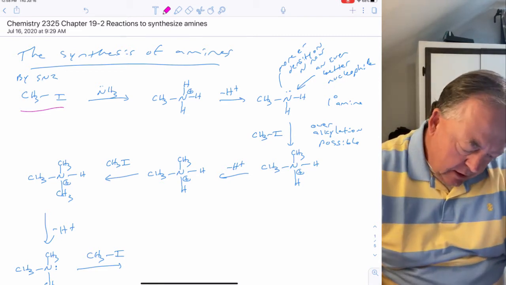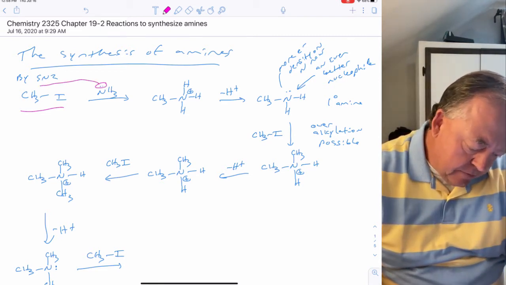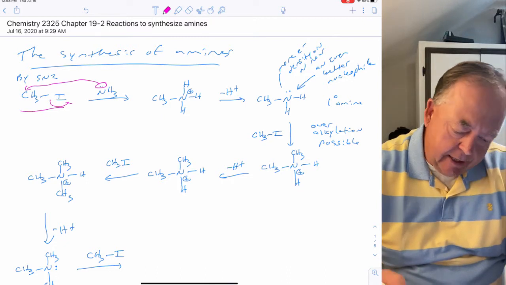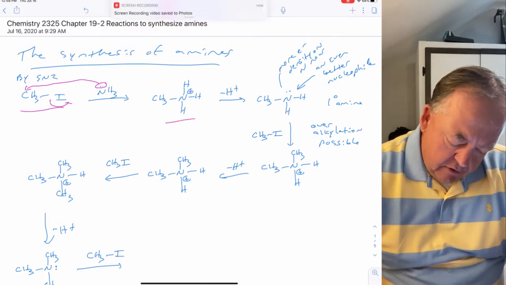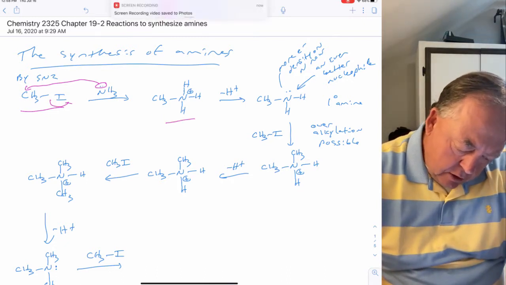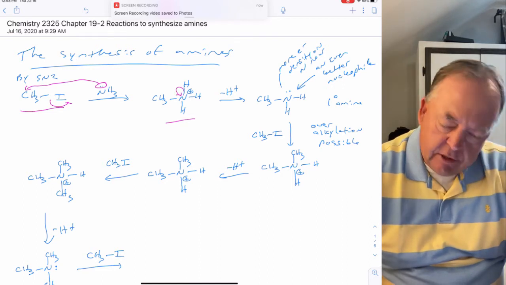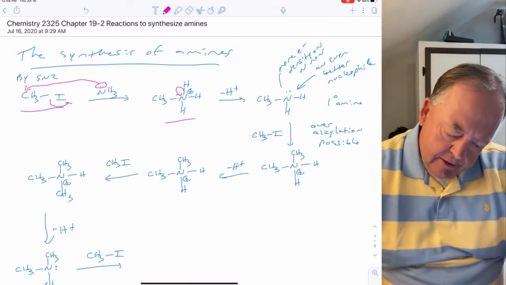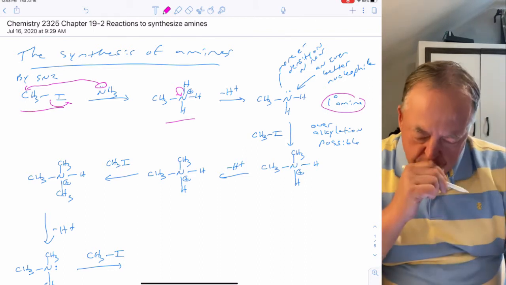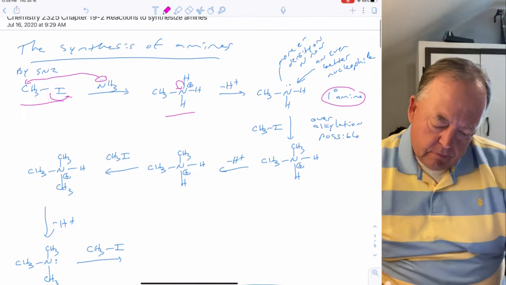reaction, for example. So the lone pair of nitrogen can attack carbon and kick an iodine off to give you this, and then you can lose a hydrogen. So the electrons in the NH bond become a lone pair. And so now you've synthesized a primary amine.